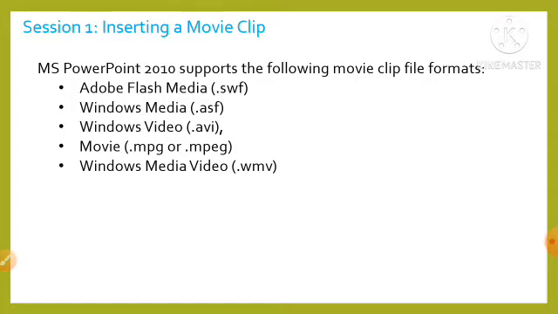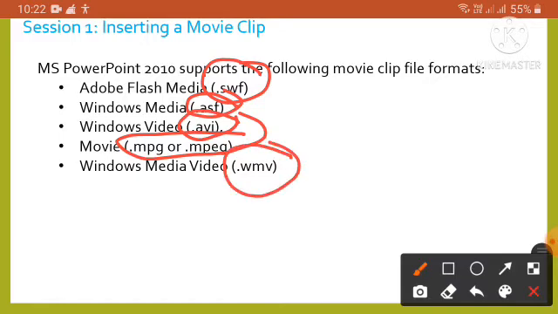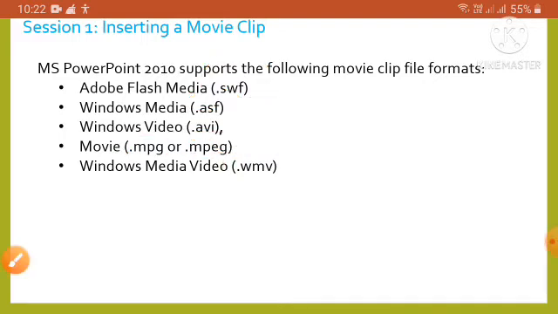Adobe Flash Media extension is .swf. Next one is Windows Media, extension .asf. Next one is Windows Video, extension .avi. Next one is the very popular movie format, .mpg or .mpeg. Next one is Windows Media Video, .wmv. So all these extensions are there.